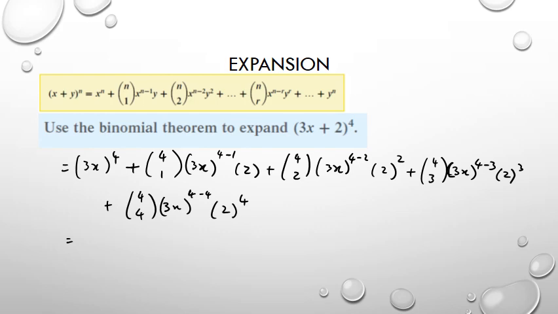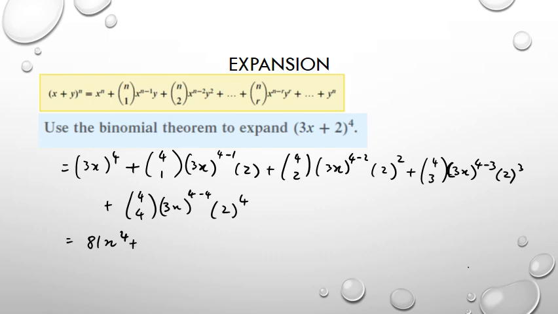Alright, now 4C4 will always give you 1, and then this other one's a 1, so then we actually have 2 terms at the end where we have 3 to the power 3x all to the power 4, which then gives 81x to the power 4, and then the one at the end here is going to be 2 to the power 4, which is 16.